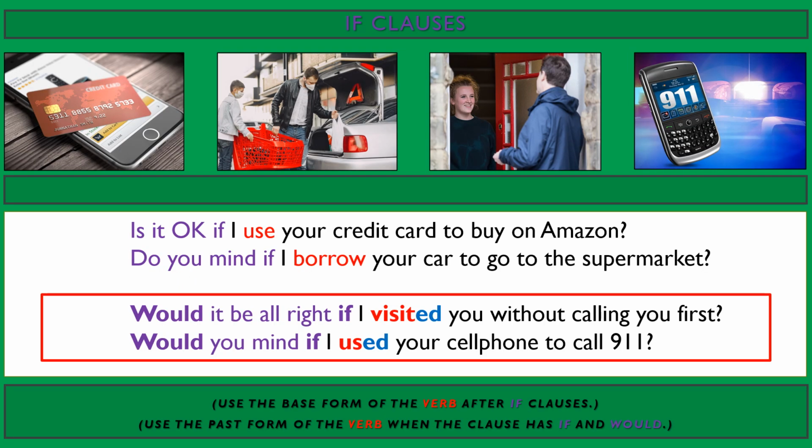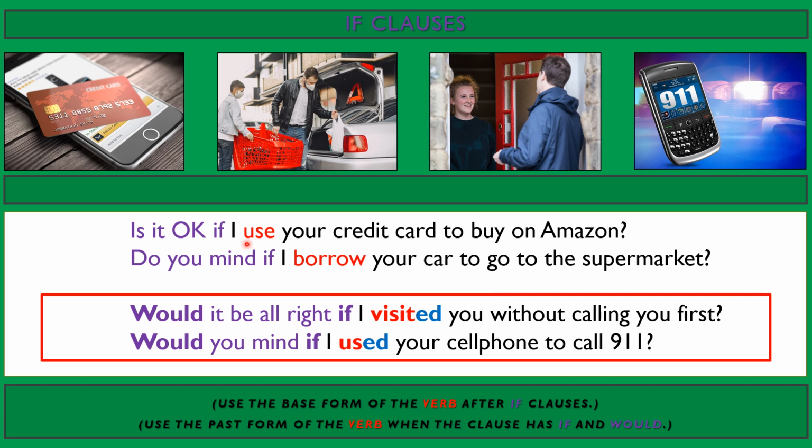If clauses. These are some examples of requests or petitions using if clauses. For example, is it okay if I use your credit card to buy on Amazon? Do you mind if I borrow your car to go to the supermarket? Would it be alright if I visited you without calling you first? Would you mind if I used your cell phone to call 911?